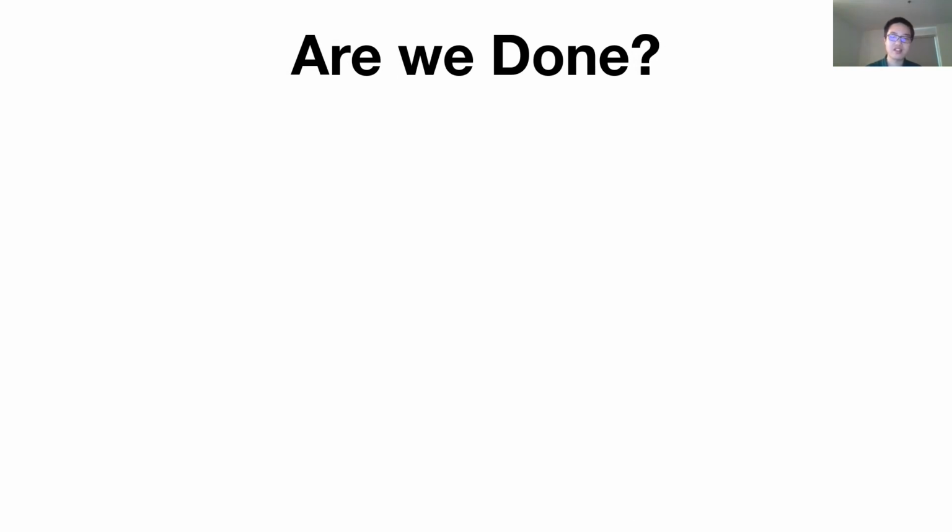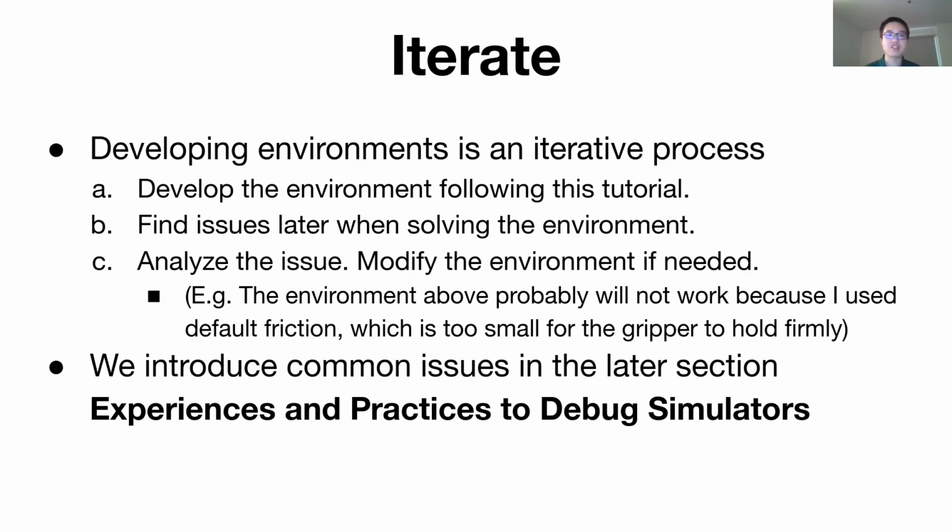So are we done? Well, no. Here comes the most important part, iterate. Developing environments is an iterative process. We will first develop the environment following this tutorial, and later, when we are solving the environment, we're going to find the issues. Then we need to analyze the issue and see if it's caused by the environment, and we may need to modify the environment if needed.